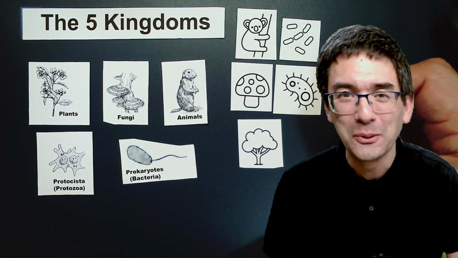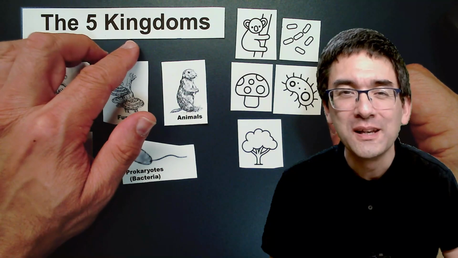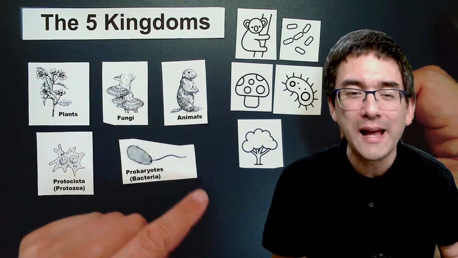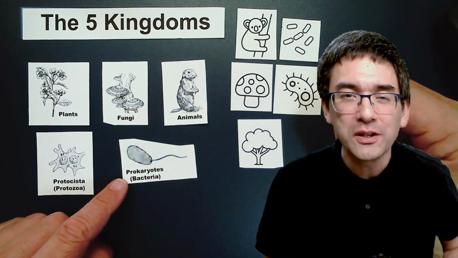So hi, hello and welcome, and in today's video I'd like to talk about the five kingdoms of life, and here they are: plants, fungi, animals, protozoans or protoctists, and also prokaryotes.